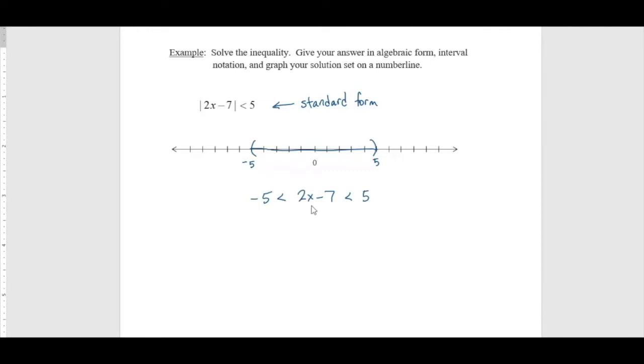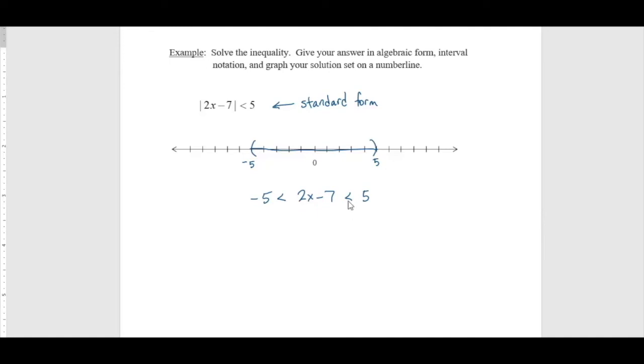Here we can use the three-part inequality: 2x minus 7 is greater than -5 and less than +5. If you can remember this picture, for absolute value less than a positive number, this will tell you how to set up the two inequalities that we need to solve. And when we solve this, we really are solving two inequalities.